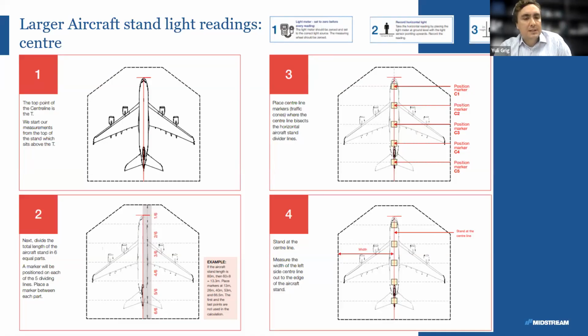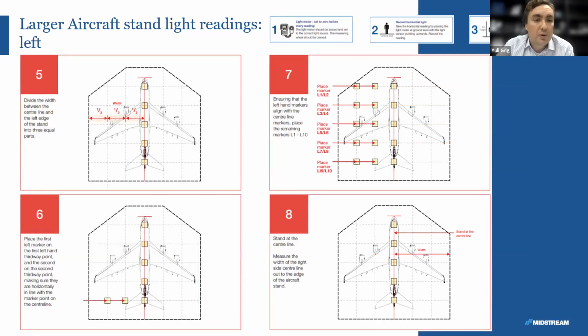And again, the process is similar. We take the whole length of the aircraft stand, starting above the T-line, dividing into 6 parts, and positioning a marker in the 5 points, again, C1 to C5. Then we take the width from the center line to the edge of the aircraft stand, and we divide it into 3 equal parts. So the width into 1/3, 1/3, 1/3. And now we place the first left marker on the first left-hand third waypoint and on the second third waypoint, and these should be horizontally in line with the first marker point.